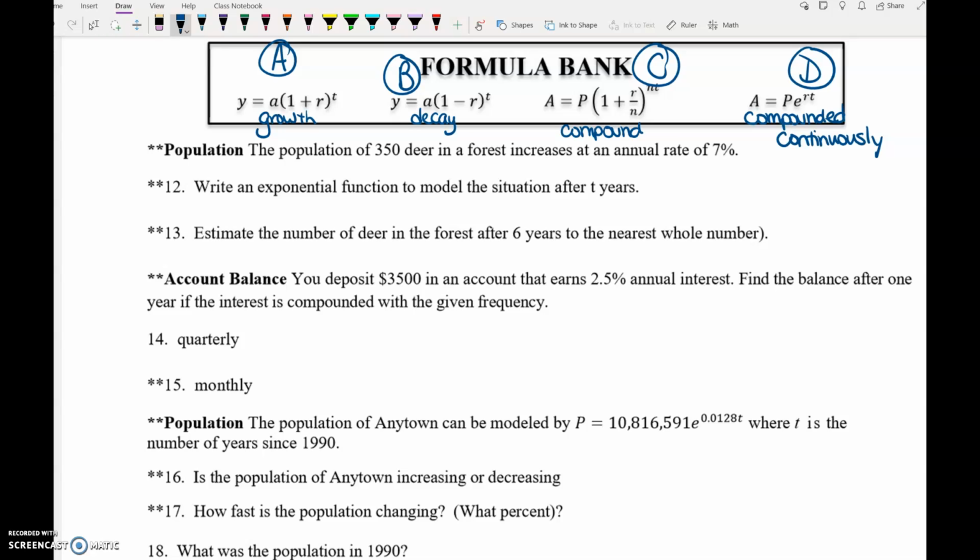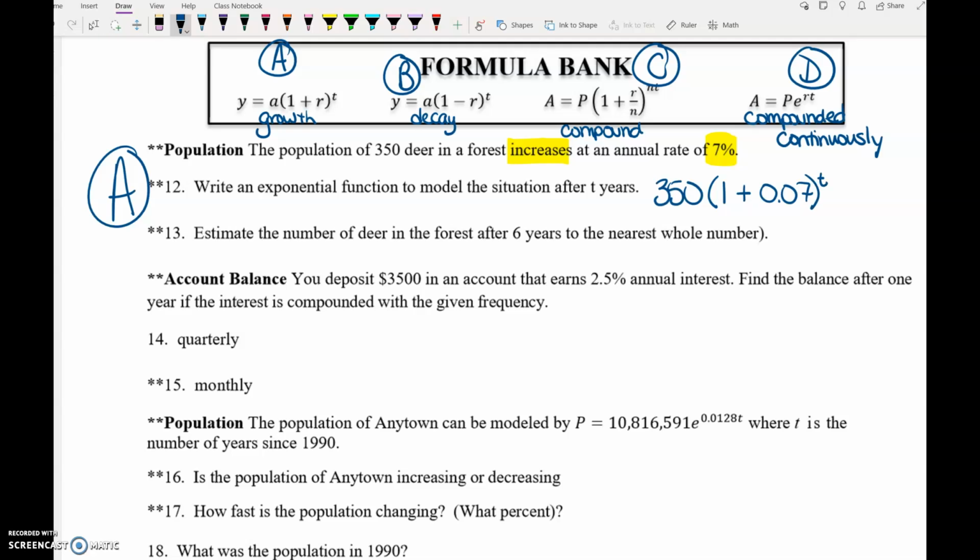So number 12, the population of 350 deer in a forest increases at an annual rate of 7%. Do you see the word compounded? So it is not C or D. A is growth, B is decay. They're increasing. This has to be growth. This has to be formula A. So our starting amount is 350. 1 plus, what is 7% written as a decimal? 0.07 raised to the t.